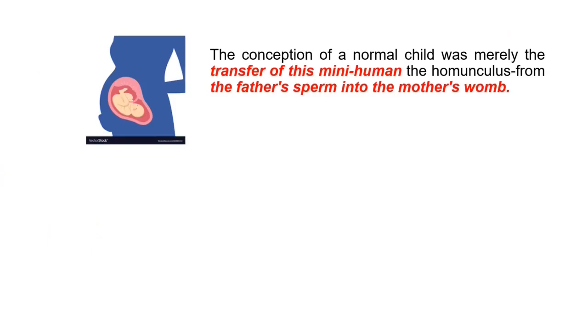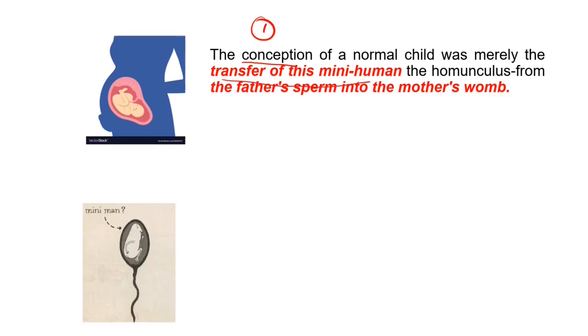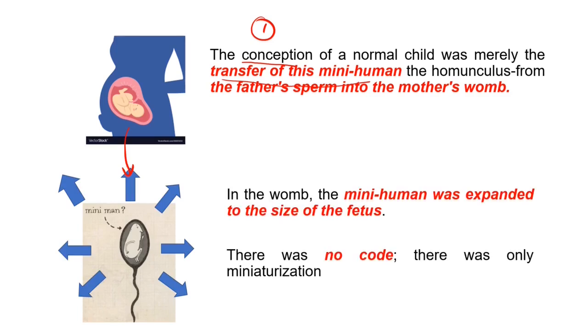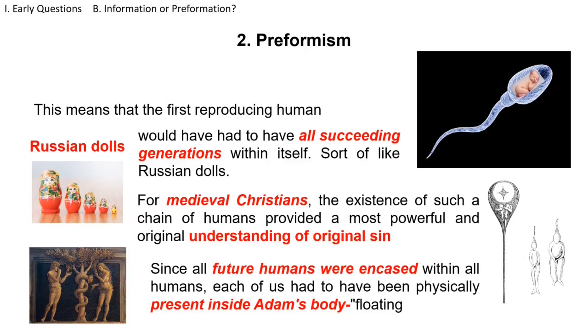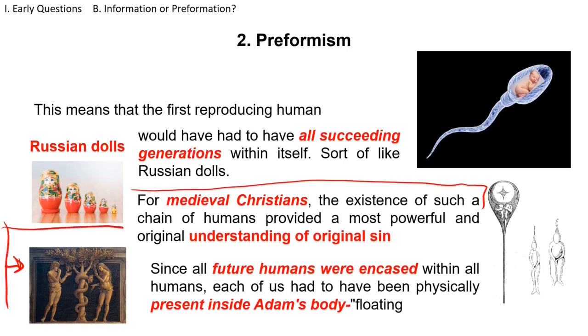Okay, other ideas that I want you to remember. The first one is that as a result of the conception, it was only a transfer of a mini human, and the only thing that was happening in a woman is that there was an expansion of the mini human. Finally, this means that there was no code according to these ideas, and there was only miniaturization. In addition, go to your readings and check the relationship between religion and preformation that is discussed there, because they could also be in the test, and we can discuss those in class.